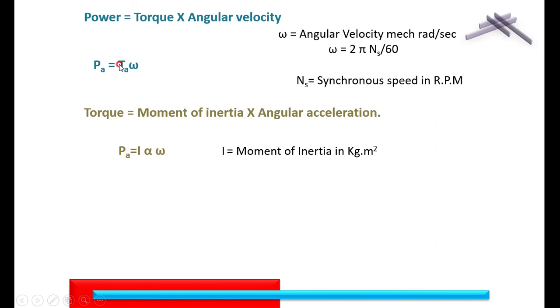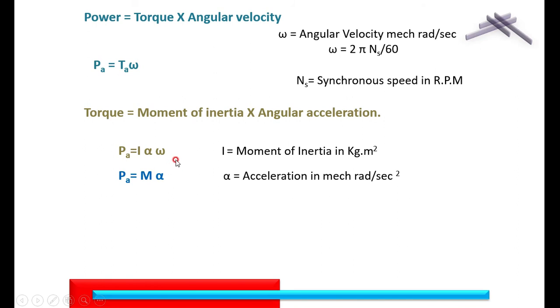That is what I am putting in this equation. In the torque equation, instead of Ta, I am putting I into alpha. Therefore, Pa is equal to, instead of Ta, moment of inertia into angular acceleration. Angular acceleration is alpha. That is Pa is equal to I into alpha into omega.